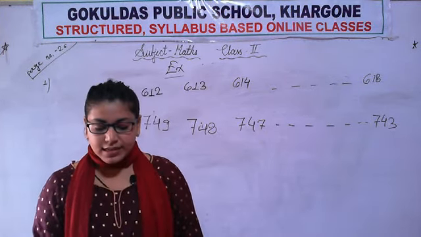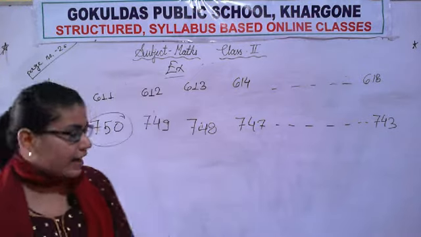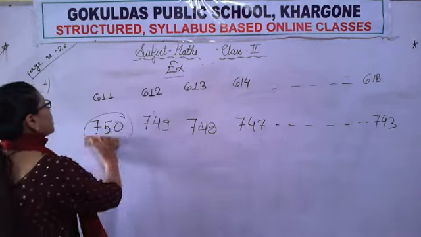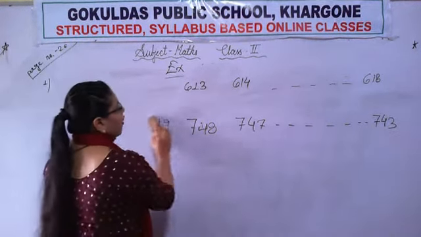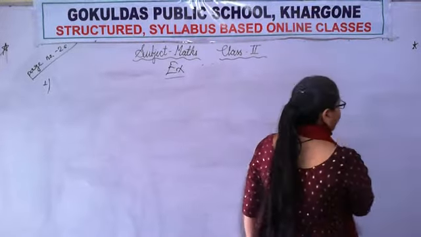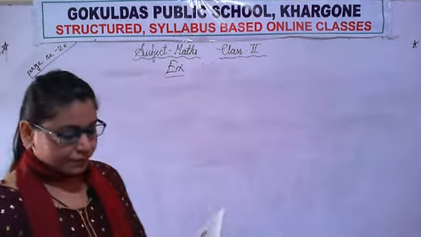Now question number 2. Arrange the numbers in ascending order in the cloud. So we know how to do an ascending order question. What we do in ascending order is we put the smallest value to the biggest value. We put the numbers in order of smallest value to biggest value.